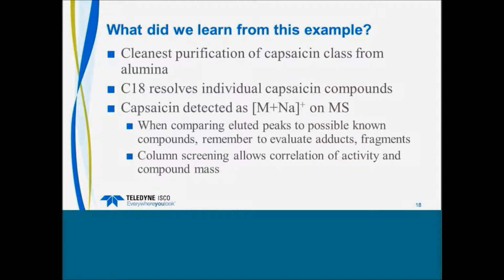Also consider the possibility of fragmentation. For example, steroids will tend to lose water very easily, so you might see a very nice peak that's 18 Daltons off from what you expect. Also, the column screening allows a correlation of activity and compound mass. So if you're seeing that your biological activity always occurs with a compound of a certain mass, that's a pretty good indication you're starting to get some information to identify your compound.